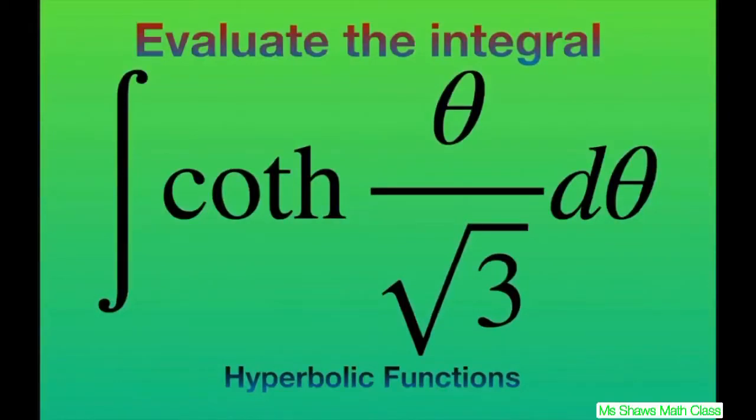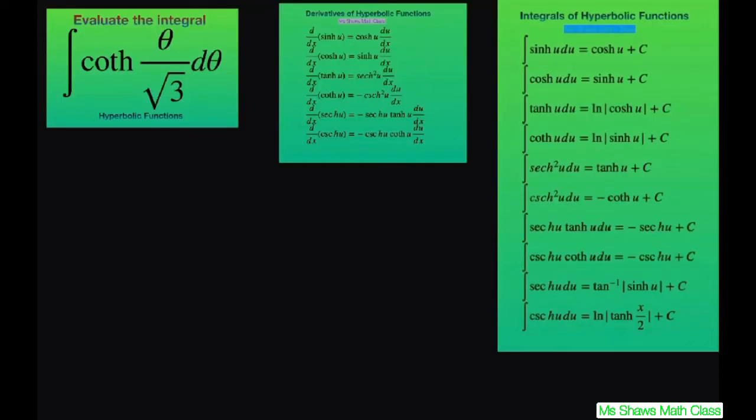Hey everyone, we're going to evaluate the integral of hyperbolic cotangent of theta divided by the square root of 3 d theta. Before we start that, let's look at what our integral is for this. It's right here, so we could just simplify that. I want to show you where this comes from first.